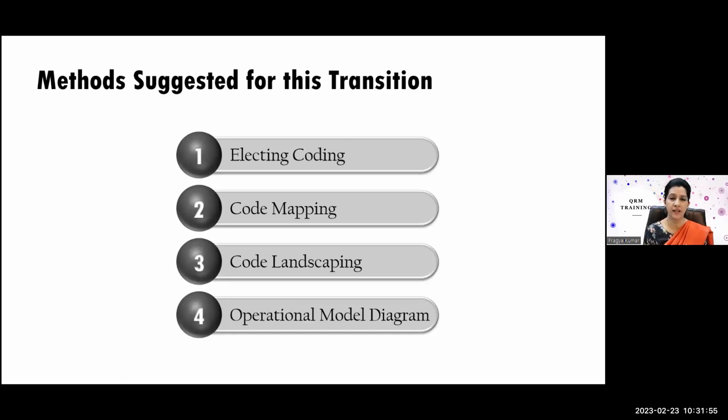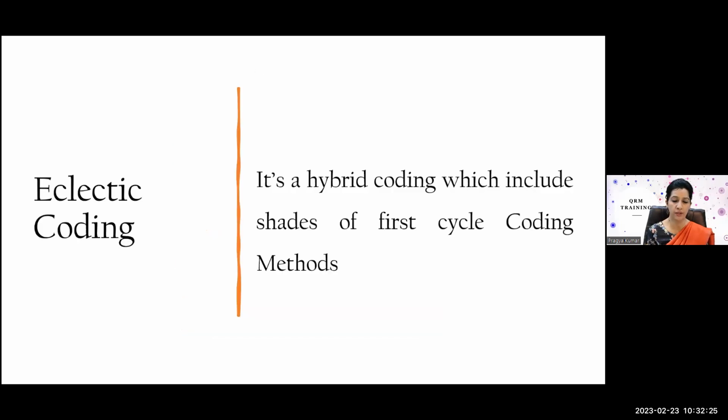We read about the code mapping, code landscaping and operational model diagram. In the writing results section also, we'll see that you should include these things: your code map, your code landscaping and operational model diagram. That is one of the sessions today, how to write a report of a qualitative research, or how to write an article if you have to submit it to a journal.